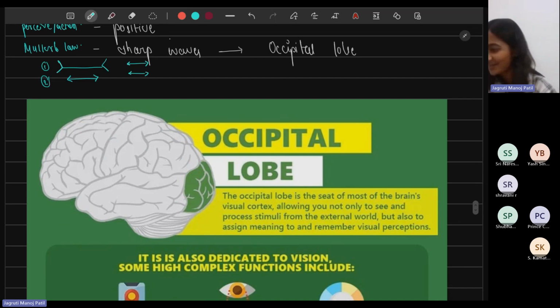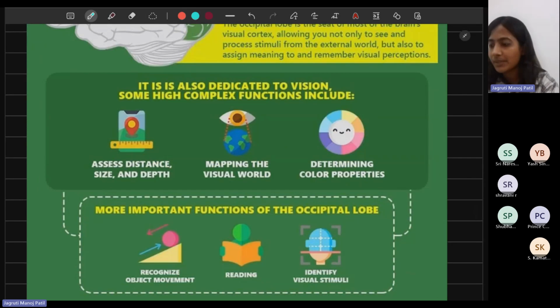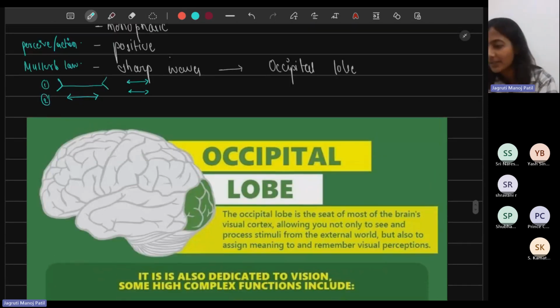So again, it helps us to map something, to assess the distance, size, and depth. Now, depth is something we have in the third dimension. Normally we live in 2D, but 3D objects are all around us. So we have this X entity, we have this Y entity, but we also have this depth or Z entity.